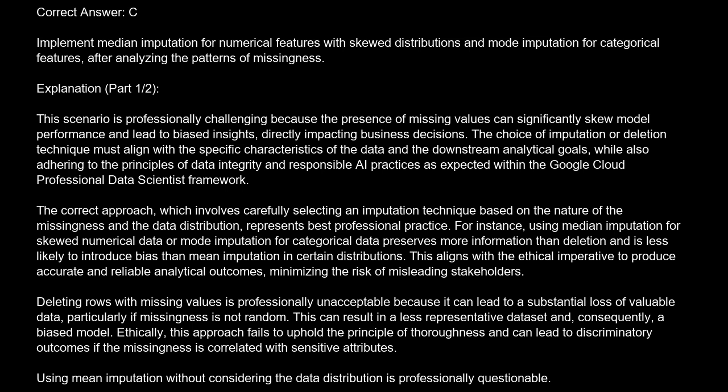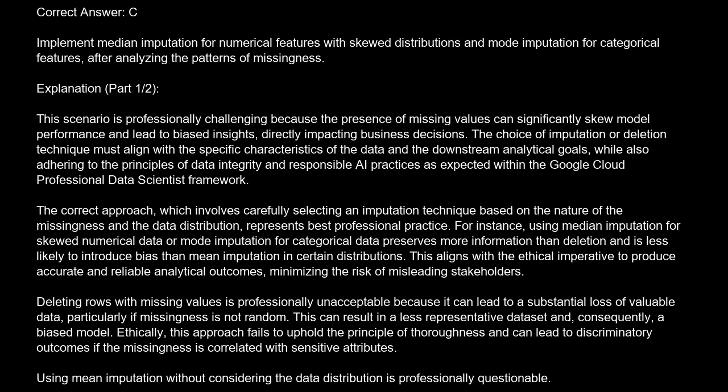The choice of imputation or deletion technique must align with the specific characteristics of the data and the downstream analytical goals, while also adhering to the principles of data integrity and responsible AI practices as expected within the Google Cloud Professional Data Scientist Framework. The correct approach, which involves carefully selecting an imputation technique based on the nature of the missingness and the data distribution, represents best professional practice. For instance, using median imputation for skewed numerical data or mode imputation for categorical data preserves more information than deletion and is less likely to introduce bias than mean imputation in certain distributions. This aligns with the ethical imperative to produce accurate and reliable analytical outcomes, minimizing the risk of misleading stakeholders.